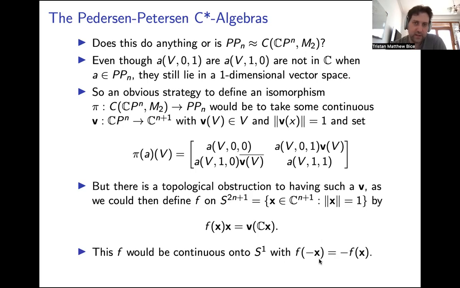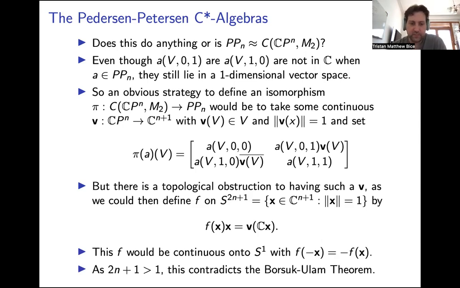Put in other terms, this map f takes antipodal points of one sphere onto antipodal points of another smaller sphere, namely S1. And the Borsuk-Ulam theorem precisely says that this is not possible. You can't get a continuous map taking antipodal points to antipodal points from one sphere to a smaller dimensional sphere. That never exists. So your function v here just doesn't exist. So what does this tell you? Well, it tells you there's no obvious isomorphism between these two things here.